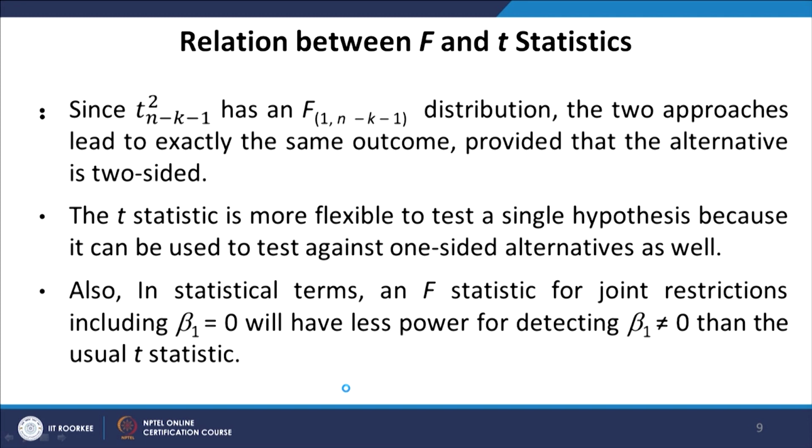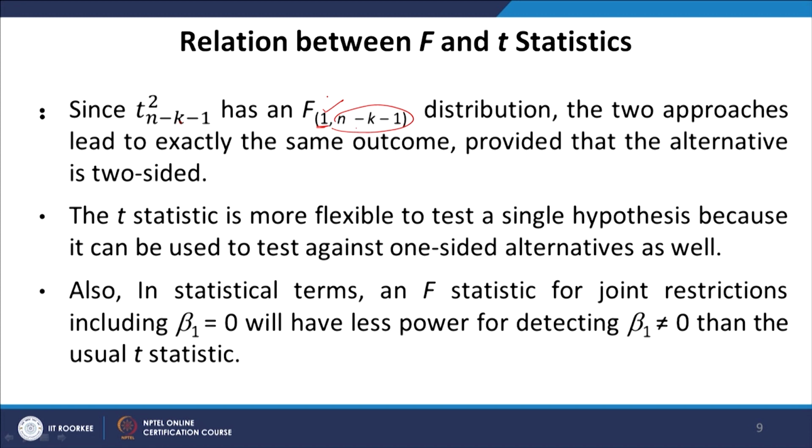Now, you remember that the numerator degrees of freedom are the same as that of t's degrees of freedom, but since the t statistic tests only one hypothesis at a time, there is only one restriction, and F should have 1 as the numerator degrees of freedom. So, since t squared with n minus k minus 1 degrees of freedom has an F(1, n minus k minus 1) distribution, the two approaches lead to exactly the same outcome provided that the alternative is a two-sided test.